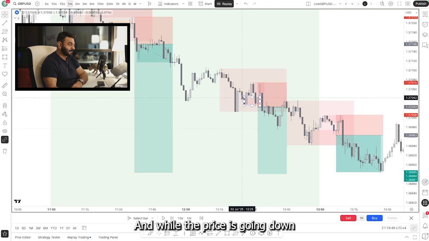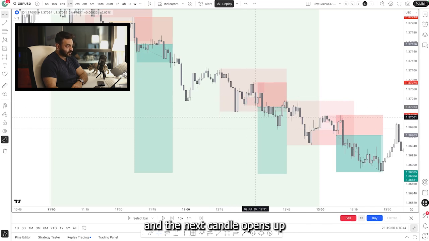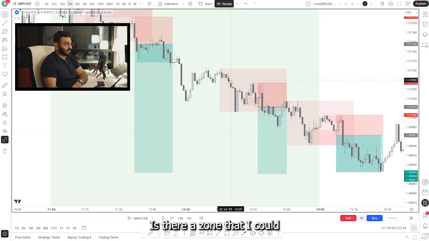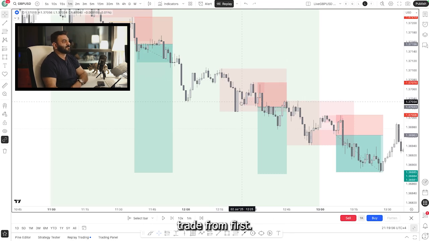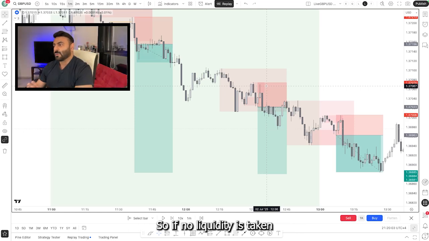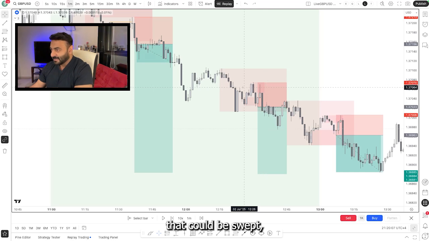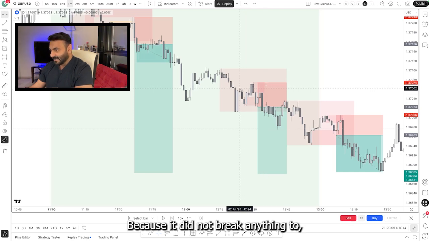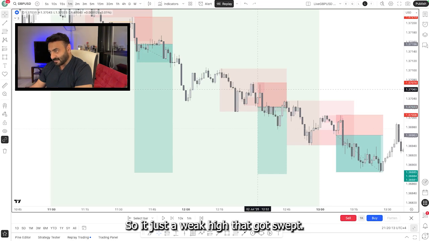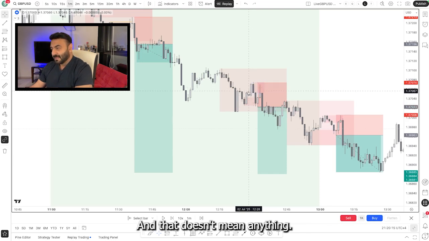And while the price is going down and the next candle opens up to create that break, I'm looking at a couple of things. Is there a zone that I could trade from first? And as price is moving in, has any liquidity been taken, right? So if no liquidity is taken, or there is no strong high that could be swept, this high is not strong because it did not break anything to the left side, right? So it's just a weak high that got swept, and that doesn't mean anything.